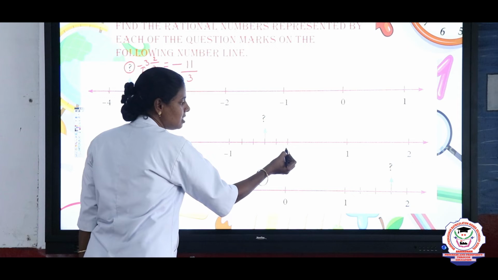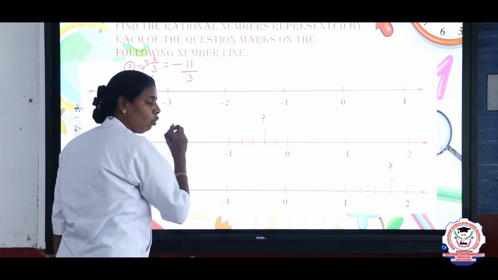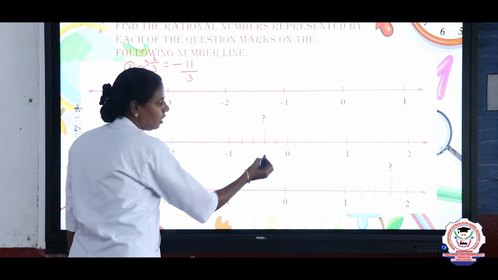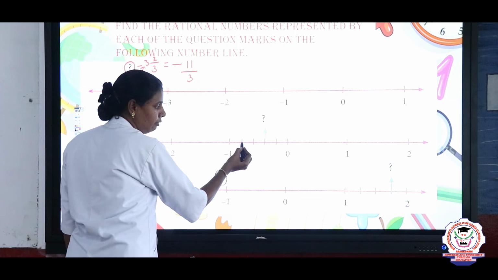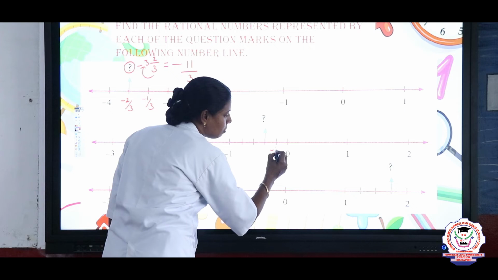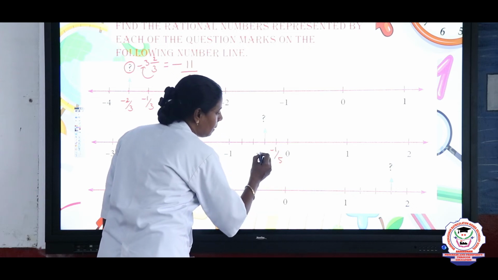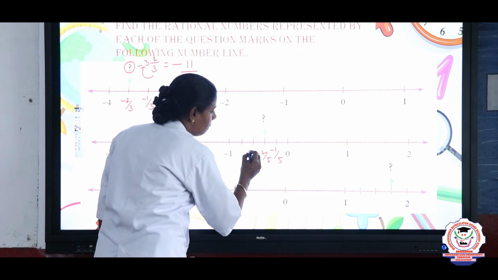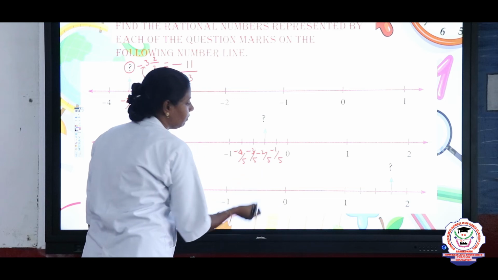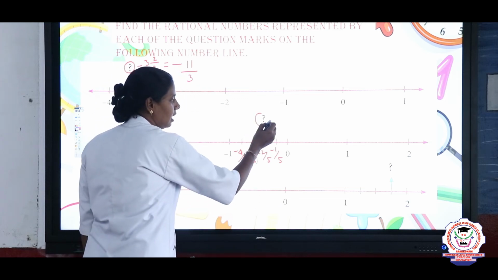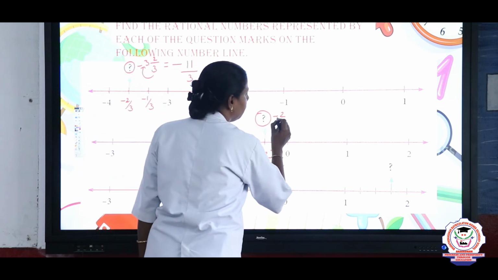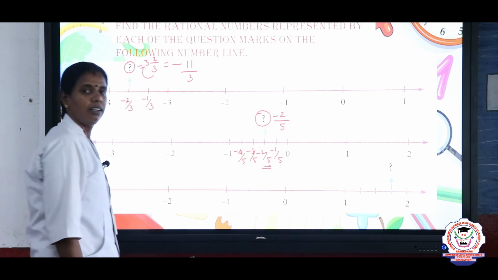Here the question mark is next to 0, in between 0 and minus 1. First count how many equal parts they have divided it into: 1, 2, 3, 4, 5. 5 equal parts are there. So I am going to mark these as minus 1 by 5, minus 2 by 5, minus 3 by 5, minus 4 by 5. So the question mark is here. So straight to this, what is it? Minus 2 by 5 is the answer, right?